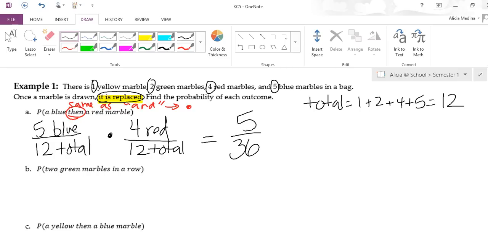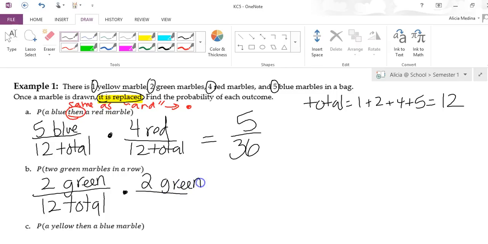What is the probability of picking 2 green marbles in a row? So the first time I pick a green marble, what is the chances of that? Well, that's going to be 2 green over our 12 total. Hopefully I get a green one. I'm going to pick it up and then I'm going to put it back. So it doesn't change my outcome of how many greens there are. It's still going to be 2 green. And it's still going to be 12 total because I haven't taken anything out. So these again are all independent events. So when I'm multiplying these, I get a simplified answer of 1 over 36.